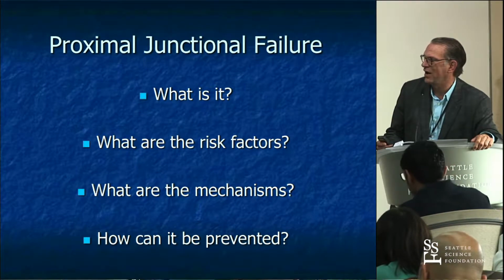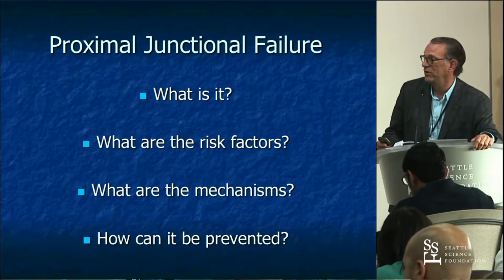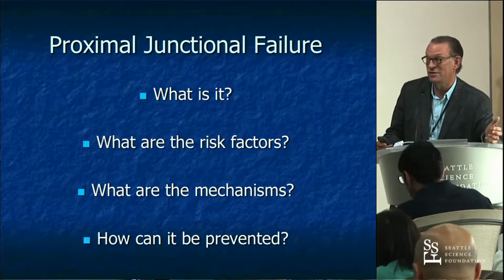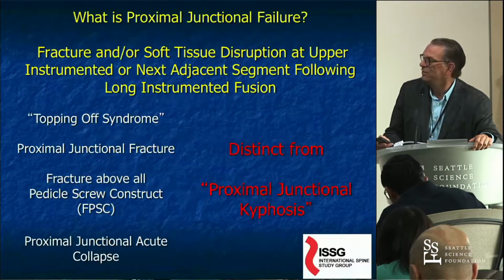So in this talk, I'm going to talk a little bit about what the definition of proximal junctional failure is, what the risk factors are among patients with adult spinal deformity, what the mechanisms are by which it occurs, and then a bit about how it can be prevented.